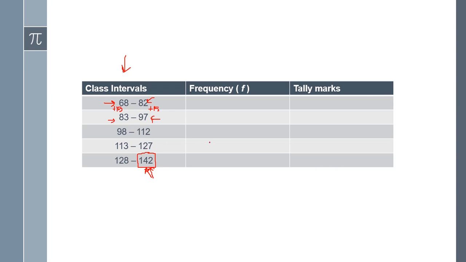So we are done with the class intervals. These are the class intervals we have made. There are total 5 class intervals and each class interval has a class size of 15. Now moving towards frequency. What is frequency? Frequency क्या होती है आपके पास? Frequency is the number of data items within a particular class interval. अब जैसे कि आपके पास ये class interval है which ranges from 68 to 82.